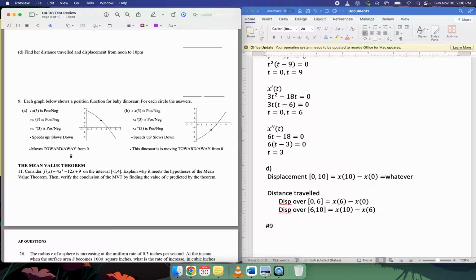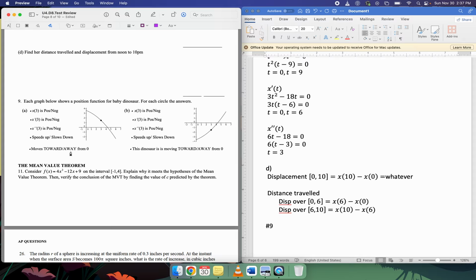Okay. Moving toward or away from the origin. This is a graph of the position function, a graph of the x coordinate of the baby dinosaur. So the baby dinosaur is at the origin at this moment right here. Is the baby dinosaur getting closer to the origin or further away? Well, certainly closer. It's obviously getting closer to this horizontal line here.